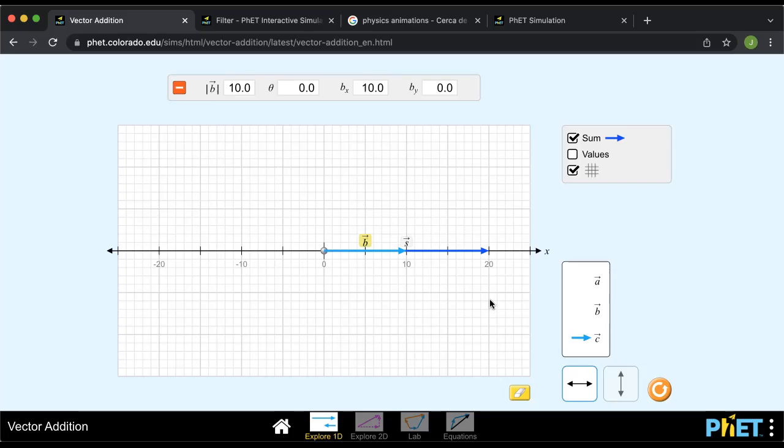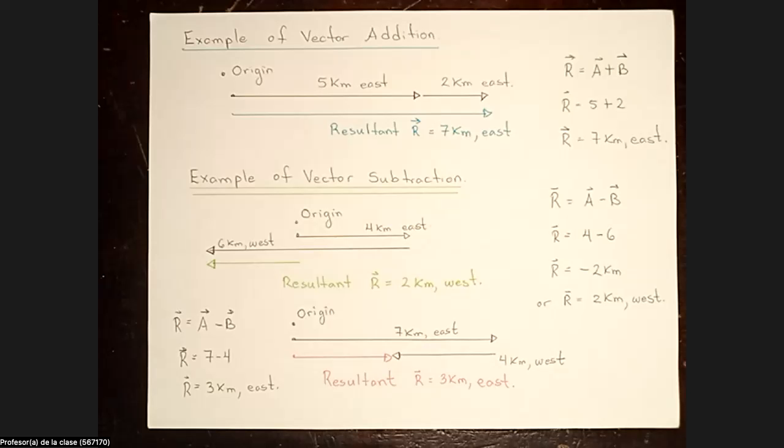Now I will finish here. We talked about time, distance, displacement, position, and addition and subtraction of vectors. So, bye.